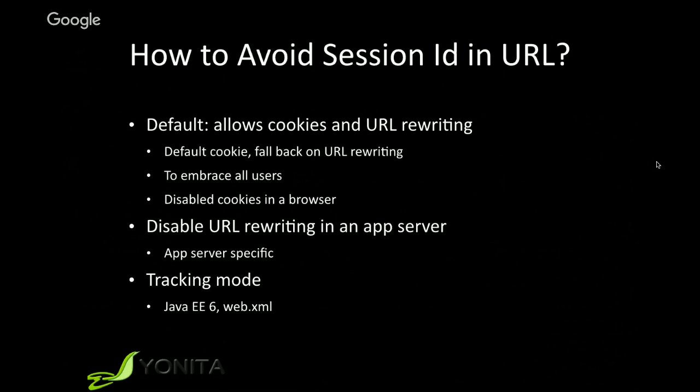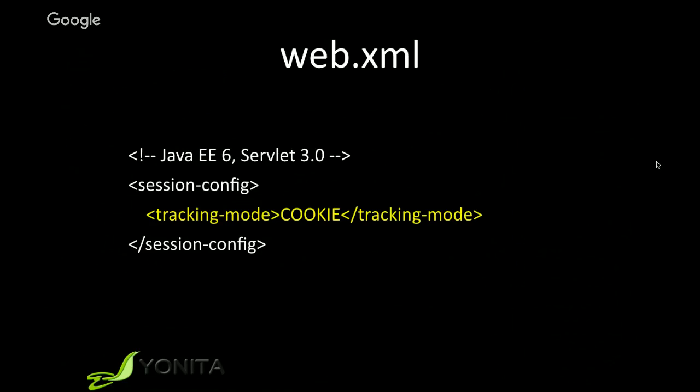So basically, there are two options to disable URL rewriting. We can disable URL rewriting in an application server, and this is an application server specific configuration, or we can use a tracking mode, the configuration parameter in web.xml. By setting tracking mode in session config in web.xml to cookie, we disable URL rewriting, and this parameter is available since Java EE 6 and Servlet 3.0 specification.